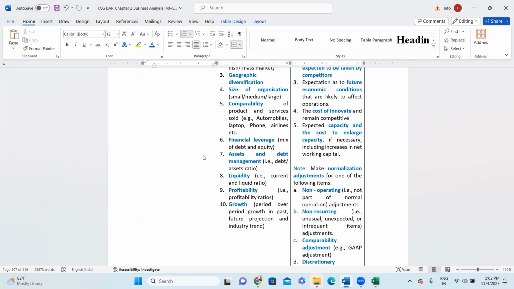Next is size of the organization. Is the organization small, medium, or large? That also you need to understand.